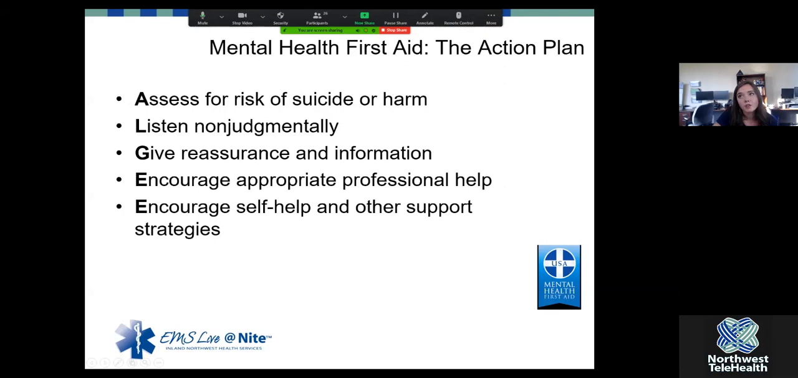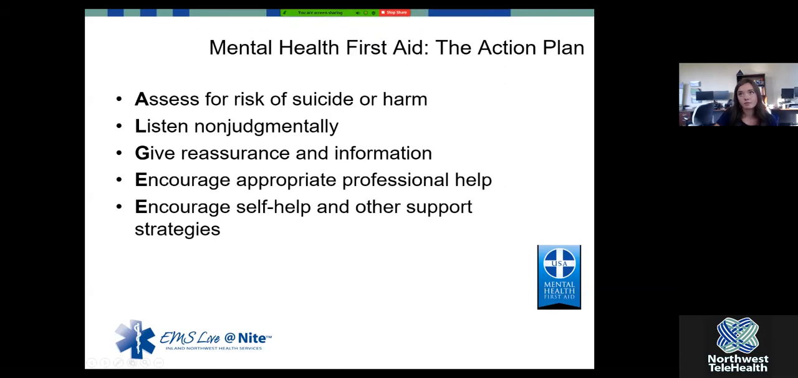So assess for risk of suicide or harm. L is listen non-judgmentally. G is give reassurance and information. E is encourage appropriate professional help. And the second E is encouraging self-help and other support strategies. So I'm going to go ahead and break this down a little bit.